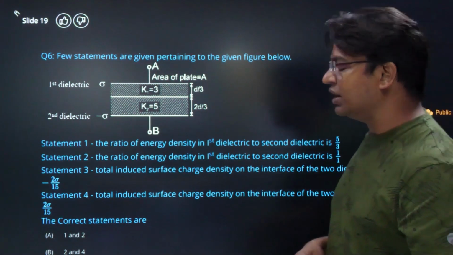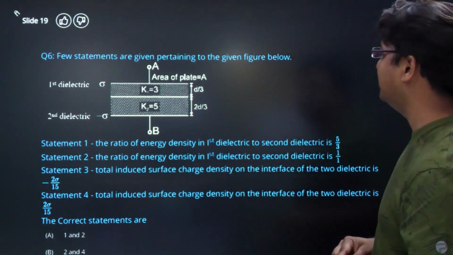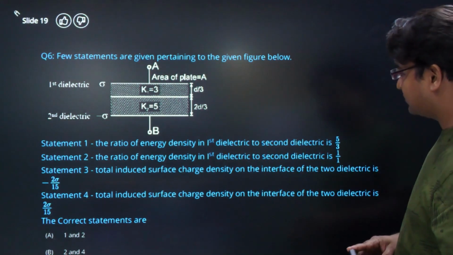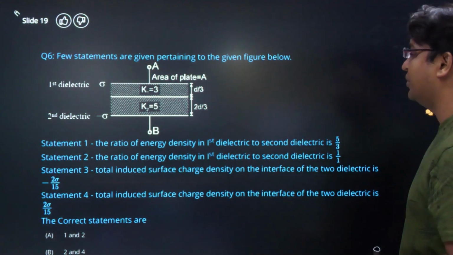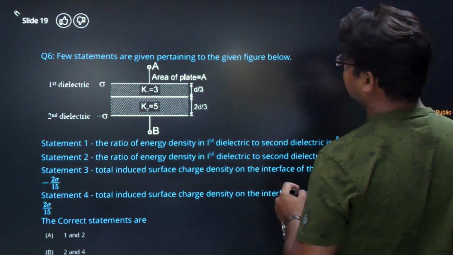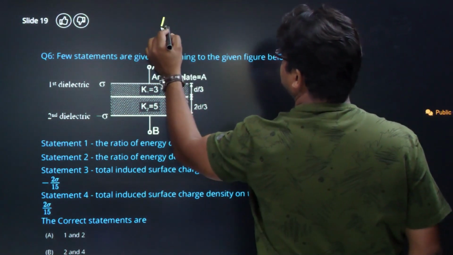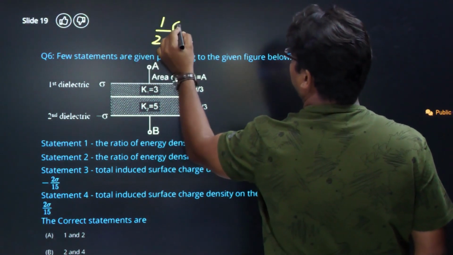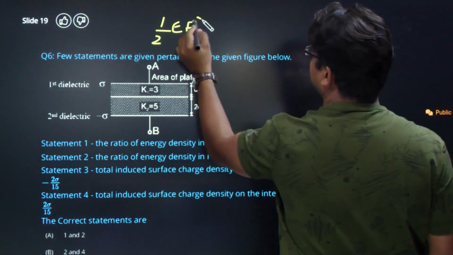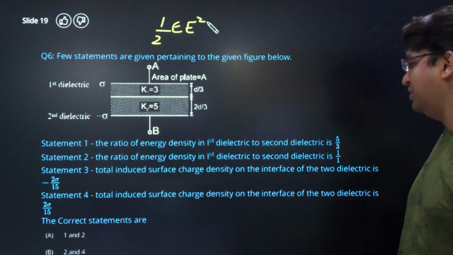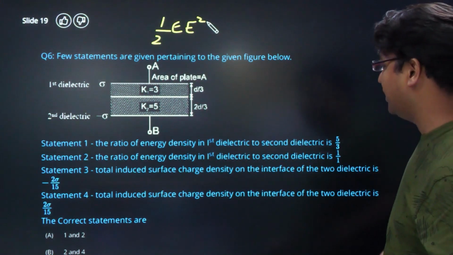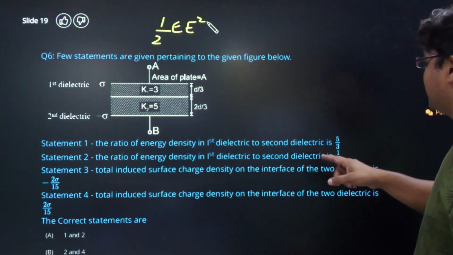So how do we calculate the ratio of the energy density? The energy density is given by half epsilon E square. So this is how we write the energy density. Let me first read all these statements. The ratio of the energy density in the first dielectric to the second.